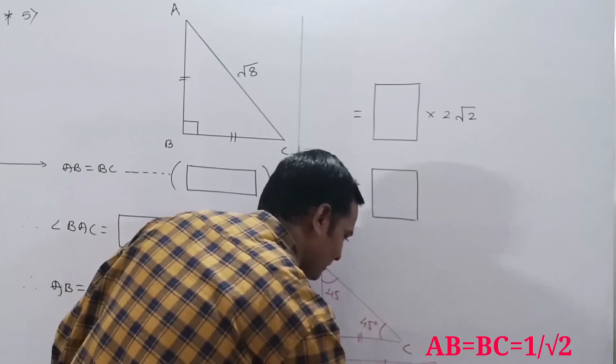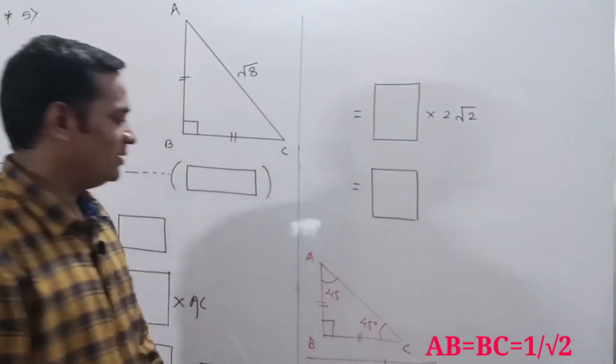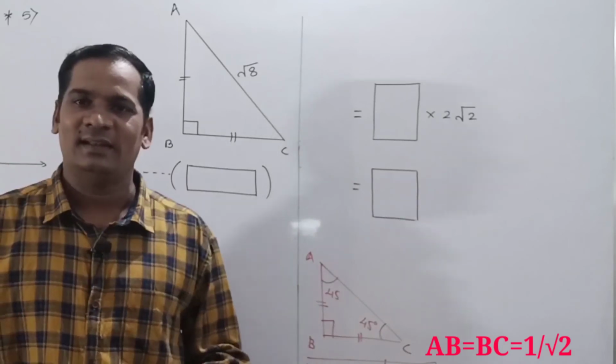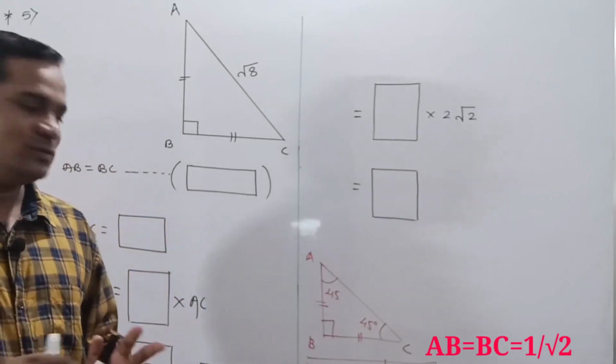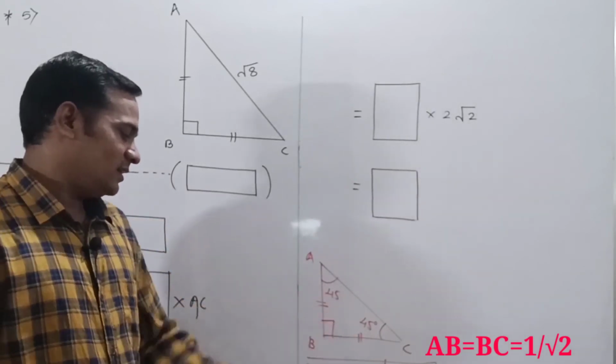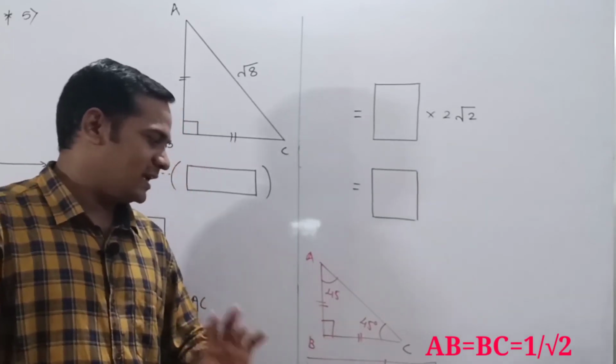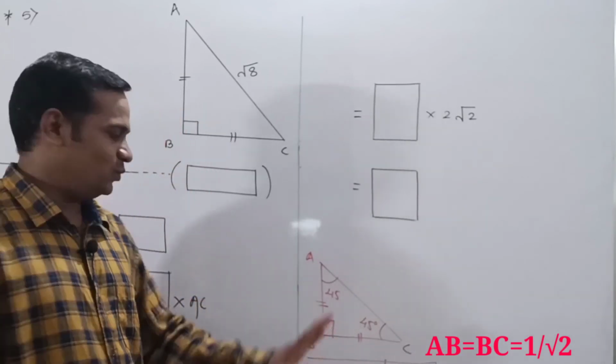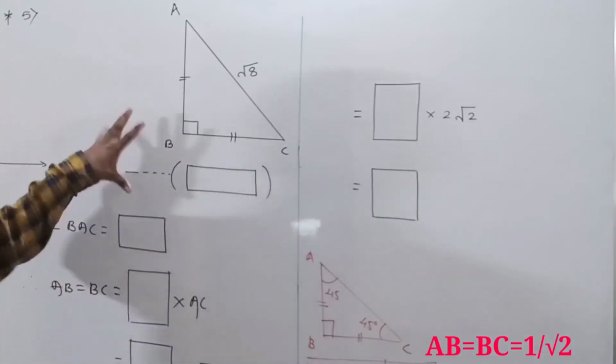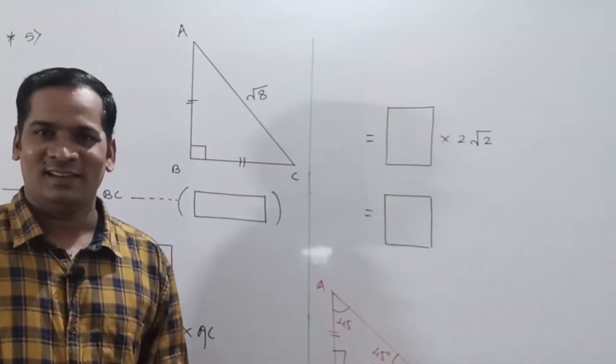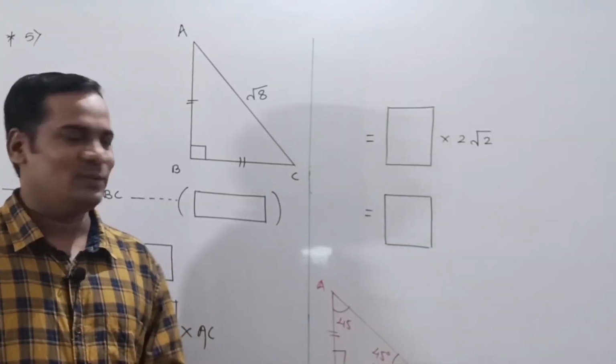Now this is the theorem. In a 45-45-90 triangle, the side opposite to 45 degrees is 1 upon root 2 times the hypotenuse, and we have to use this theorem to complete this activity. Done? So let's complete that activity.